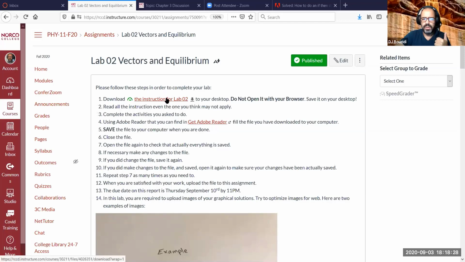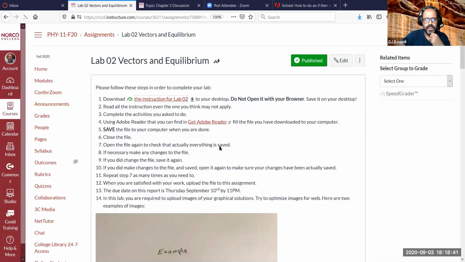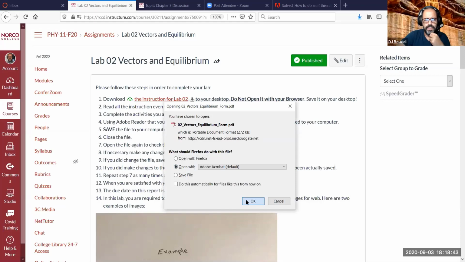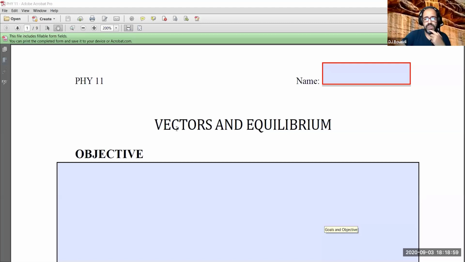You're supposed to download these instructions. Let me see if I have the lab to open here. Okay, I'm going to download it and open it with Adobe. One of you sent me a question today about whether you are required to use Adobe Reader if you find a way of doing these files without it. No. As long as it saves whatever you do.